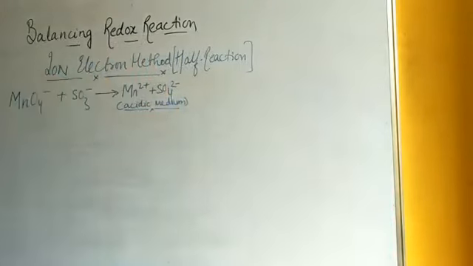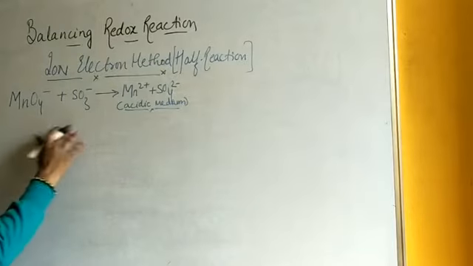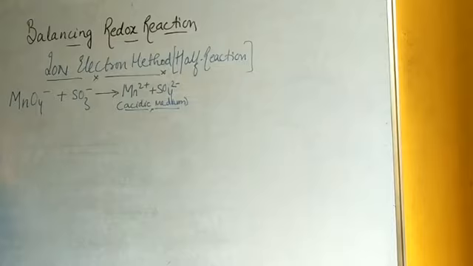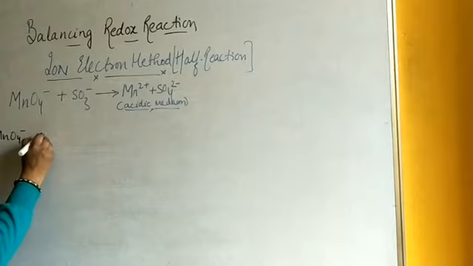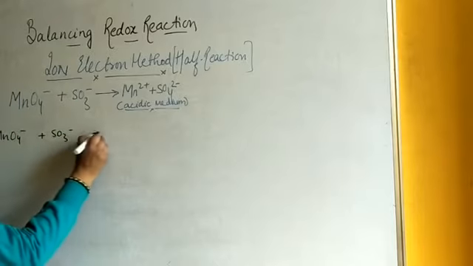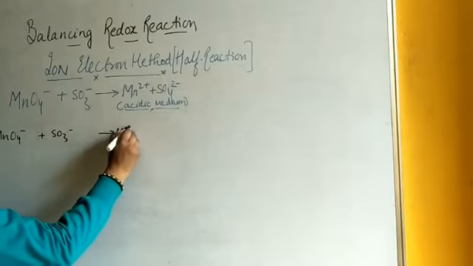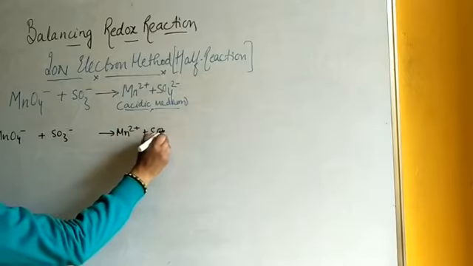So let's start. First of all, we have written this equation: MnO4 negative plus SO3 2 negative gives Mn2 positive plus SO4 2 negative, right? So the first step is to write down the skeletal equation. So it is MnO4 negative plus SO3 negative gives Mn2 positive plus SO4 2 negative.